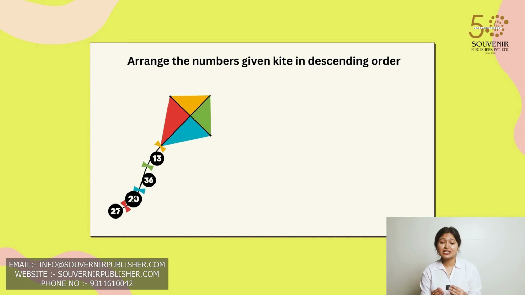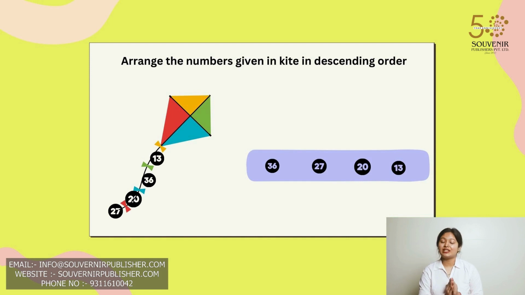Students, let's arrange the numbers given in the kite in descending order. So we have numbers like 13, 36, 20 and 27. To arrange it in descending order, we have to pick the largest or the biggest number. So here the biggest number is 36, then 27 and then 20, then 13. So how are we going to arrange it? It will become 36, 27, 20 and 13.